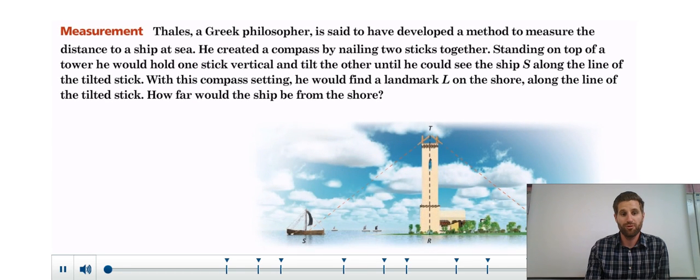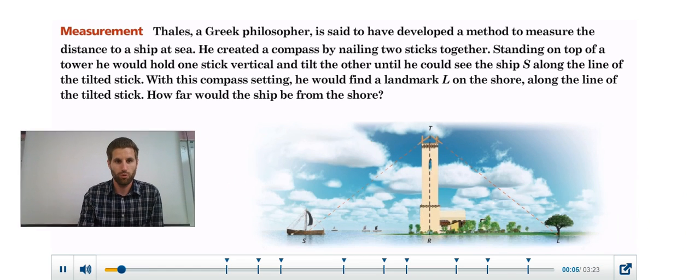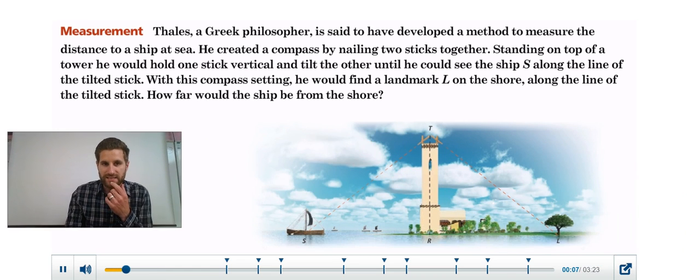Okay, so again, we're proving triangles' parts congruent. So this is kind of a cool little problem, so I'll go ahead and read it. It says, Thales, a Greek philosopher, is said to have developed a method to measure the distance to a ship at sea. So here's our ship at the sea.